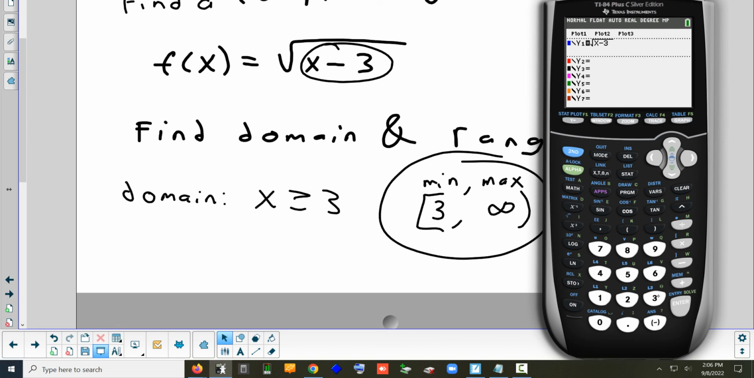Now, before we graph it, we need to check our window. But is anybody not able to get that typed in on Y1? Okay, so do you have this screen on your calculator? Yeah. Okay, so now if there's anything there, you can clear it. So I'll just clear it and start over. Press second, and then the square root button is the 5th button down on the left.